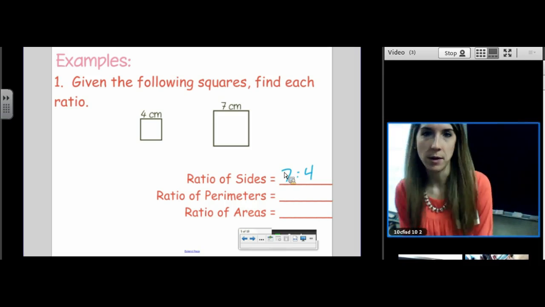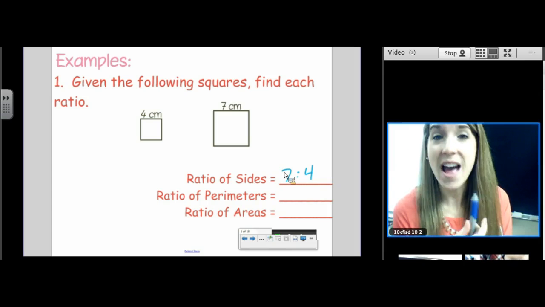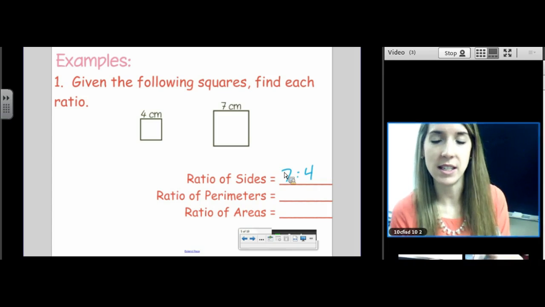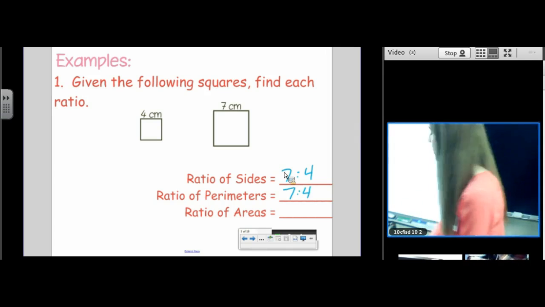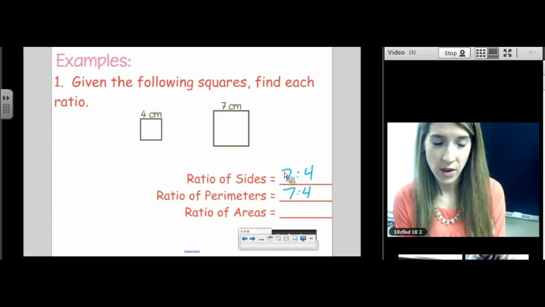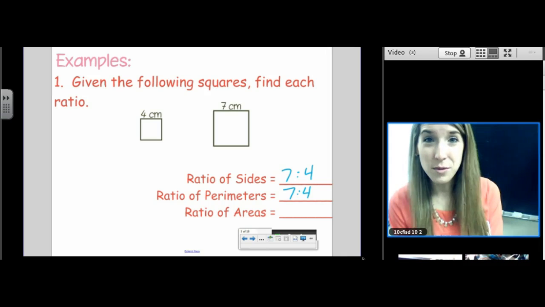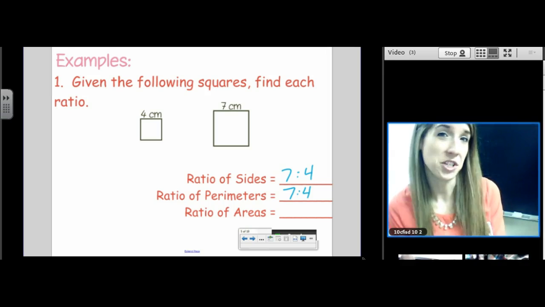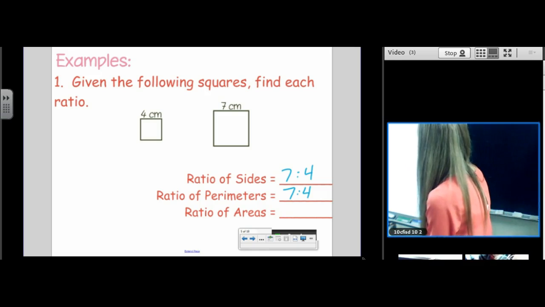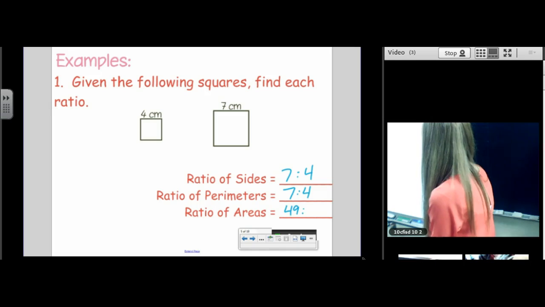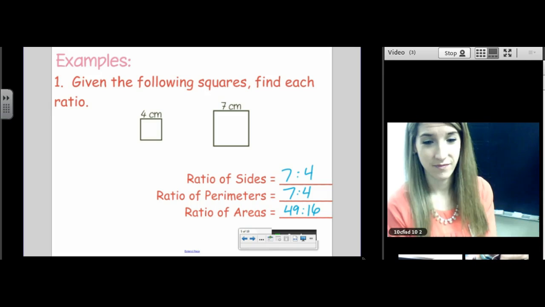The ratio of the perimeters. Now, are you going to sit there and find the actual perimeter? No, that's what this lesson is all about. It's about skipping steps. So you don't actually find the perimeters. You know that sides are one-dimensional and perimeters are one-dimensional. So if the ratio of the sides is 7:4, then when you put the perimeters in a fraction and reduce, you're going to get 7:4 again. And the ratio of the areas, a squared to b squared. That's all there is to this. Not bad.